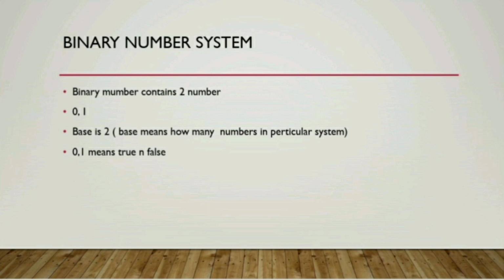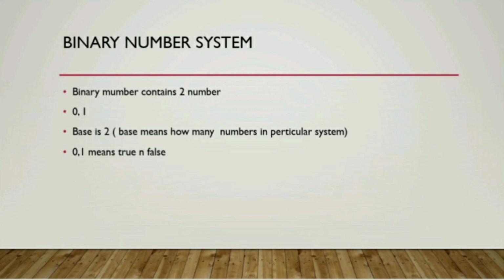We need to know only these terms, which are important for 6th to 12th standard students. So you can understand what a base is. Base means how many numbers there are. Binary is 0 and 1, which means true and false.